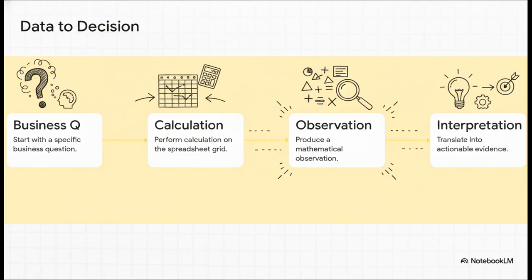That question then dictates the specific calculation you perform on the grid. Next, that calculation spits out a mathematical observation. And finally, you turn that observation into a decision-relevant interpretation. You're not just crunching numbers, you are translating raw data into actual, actionable evidence.